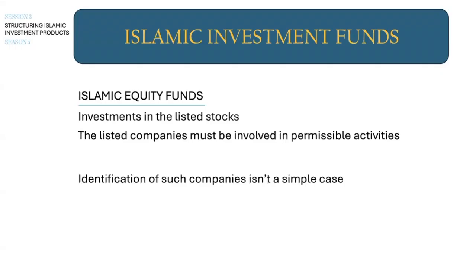For example, if a conventional bank involved in interest-based activities is listed on a stock exchange as well, it is not permissible to invest in the listed stock of that bank because the primary activity of that institution is Sharia repugnant or impermissible. Hence, the listed companies must be involved in permissible activities if someone wants to invest in listed stocks of the companies and is looking for Sharia compliant solutions. Given that on stock exchanges there are companies which are involved in completely impermissible activities, and there are companies which are involved in permissible or halal activities, and a very significant proportion in between is involved in some kind of mixed activities.